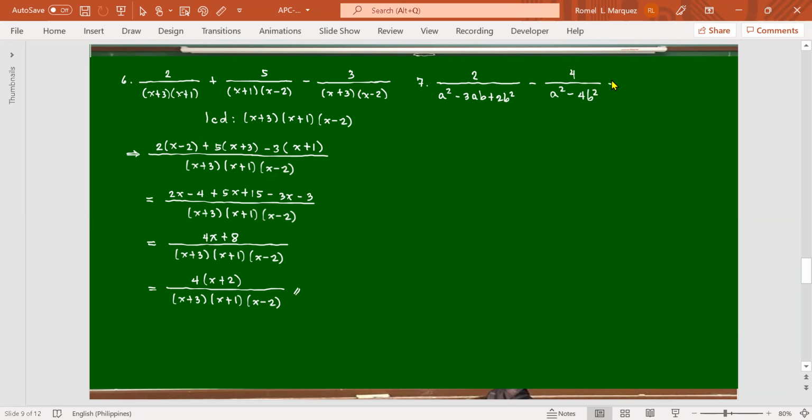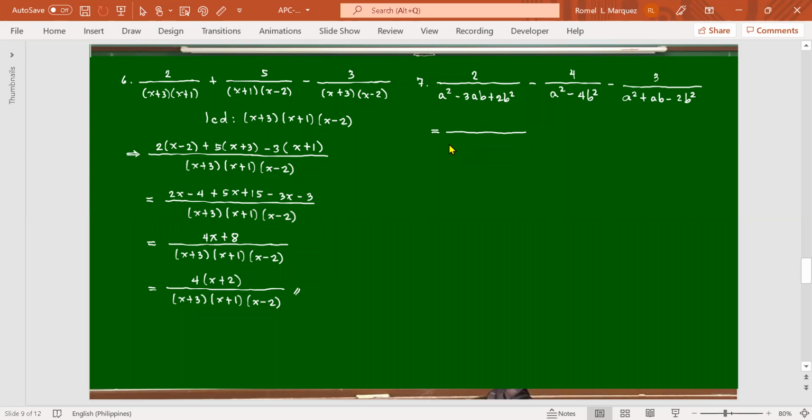Third fraction, I think it will be a long solution. A squared plus ab minus 2b squared. Okay, guys? Numerator 3. Okay. I think it's still minus here. What's our LCD, guys? We have to factor first, no? Let's factor the denominator.